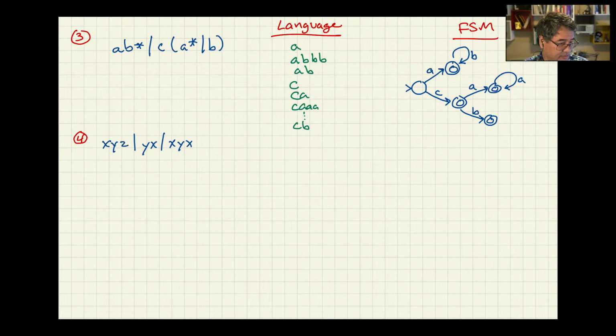And then what about number 4? So we'll start with the strings that it accepts, and it accepts 3 strings: X, Y, Z, and X, Y, oh, excuse me, not X, Y, Y, X, and X, Y, X.